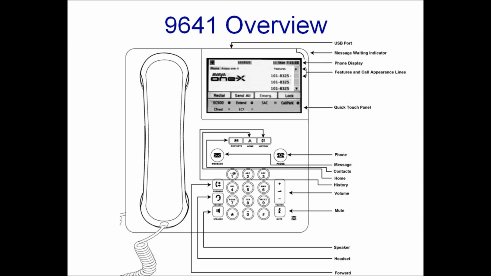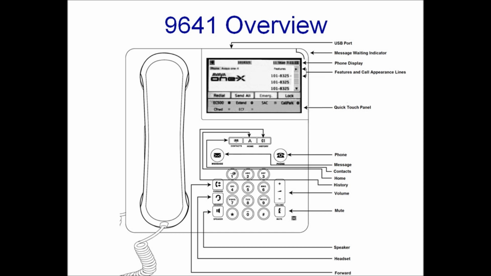On the left side of your phone, you will see a Message button. To access the voicemail system internally, press the Message button and you will hear the prompts to log into voicemail. In the upper right-hand corner of your phone, you will see the Message Waiting indicator. This will be lit solid red if you have new messages in your voicemail box.